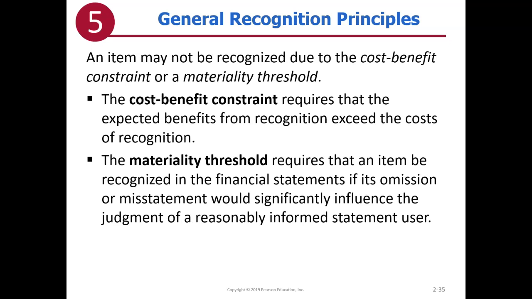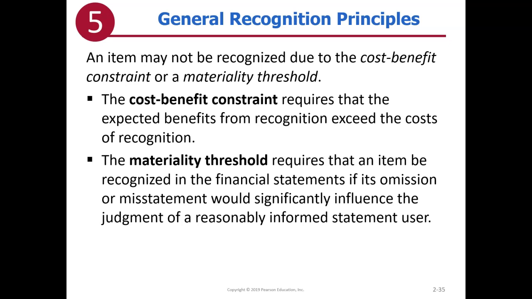We have 2 constraints. We talked about this already, but the cost-benefit constraint is there. We have to make sure that the benefit of recognizing it exceeds the cost of recognition. That goes back to something we talked about with fundamental characteristics. The same with materiality. So you want to make sure that you're recording things that are material.